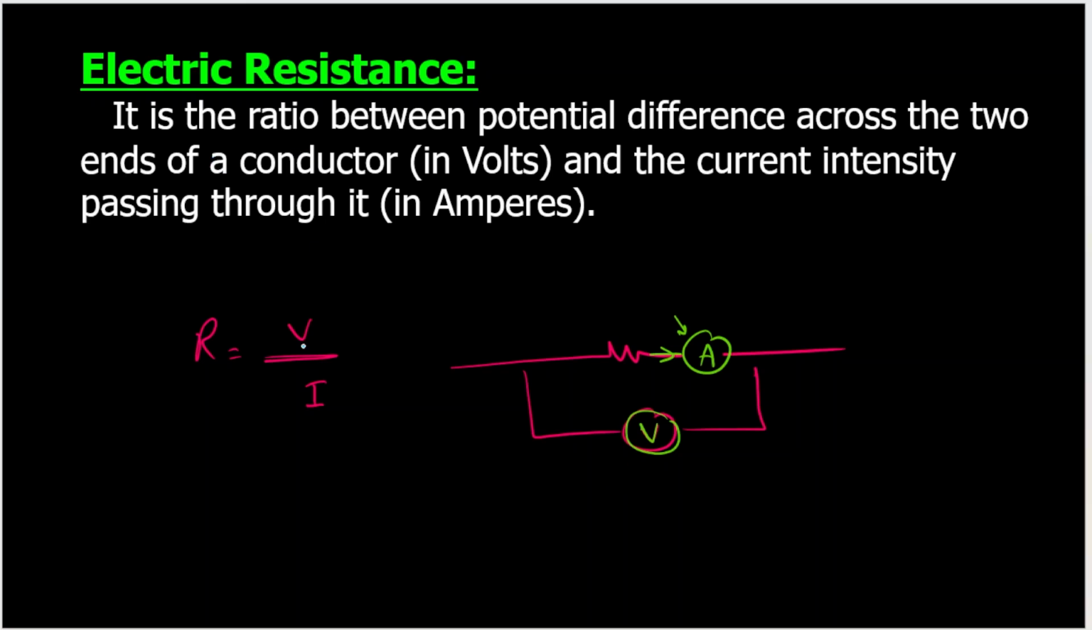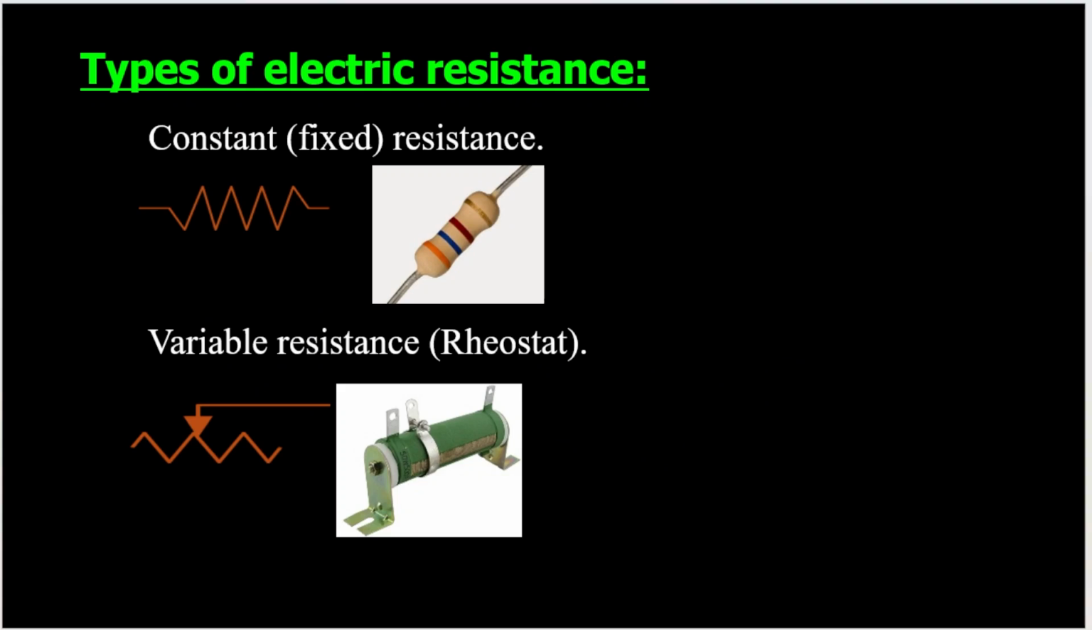So what's meant by electric resistance? It is the ratio between the potential difference across the two ends of a conductor in volt and the electric current intensity passing through it in ampere. We have two types of resistors. We have a resistance of fixed value. This is its symbol. This is called fixed or constant resistance. But we have other resistance that we can control its value. It's called variable resistance or rheostat.